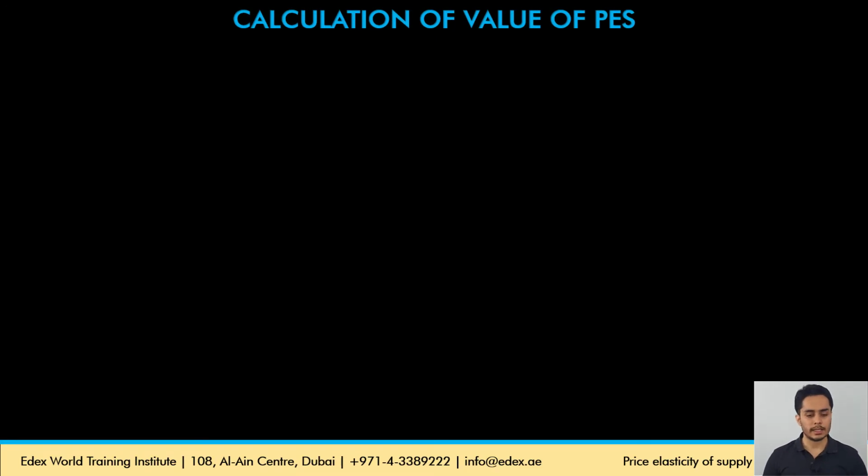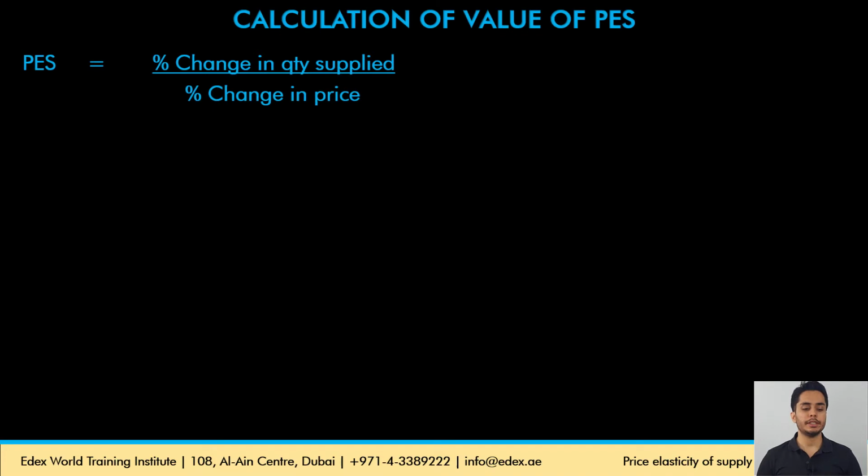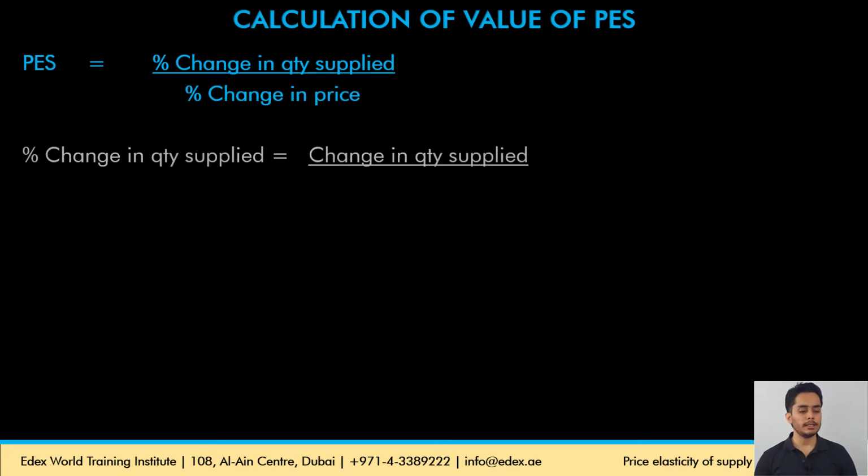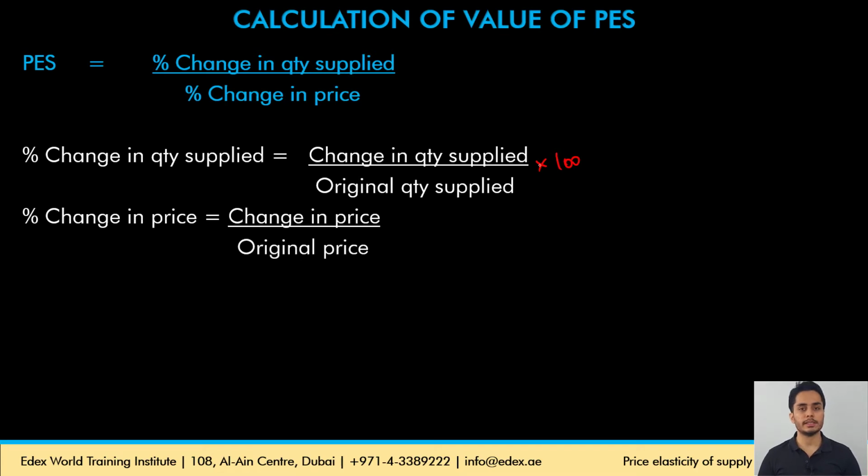Next, let's understand the calculation of the value of PES. The formula would be percentage change in quantity supplied divided by the percentage change in price. Percentage change in quantity supplied is the change in quantity supplied divided by the original quantity multiplied by 100. You would get by how much percentage the quantity supplied has changed. In the same way, percentage change in price is change in price divided by original price multiplied by 100. Using these two values, we can get the value of PES.